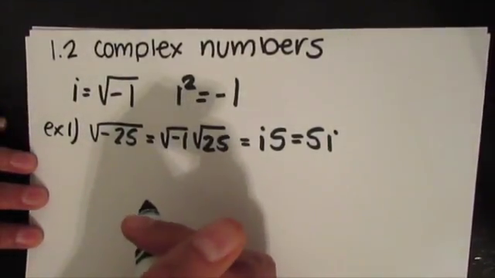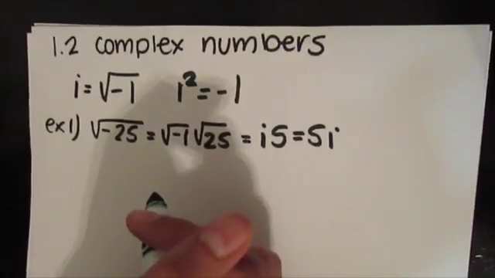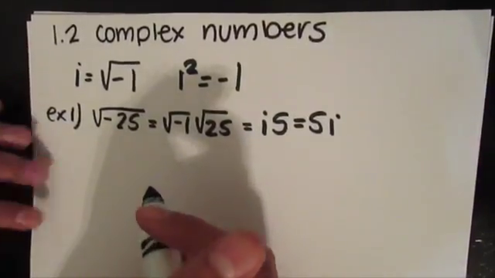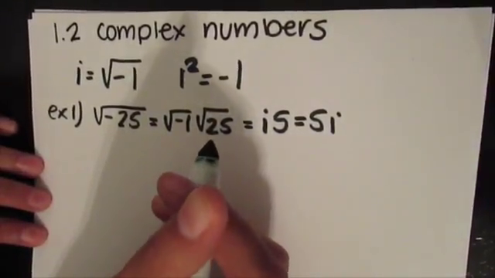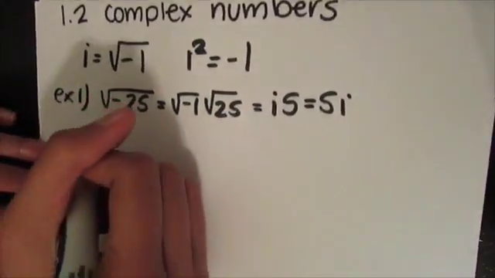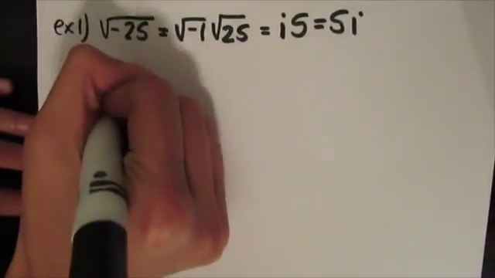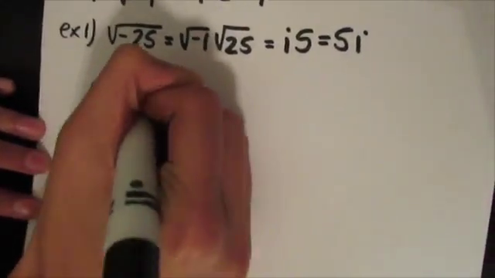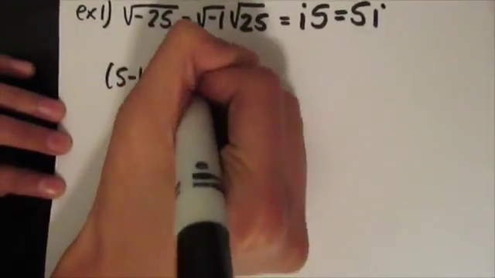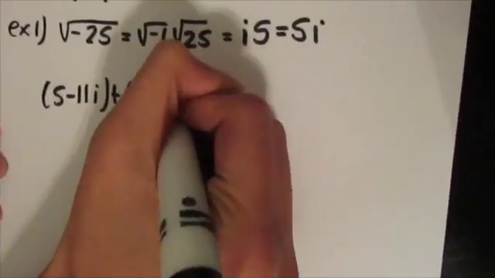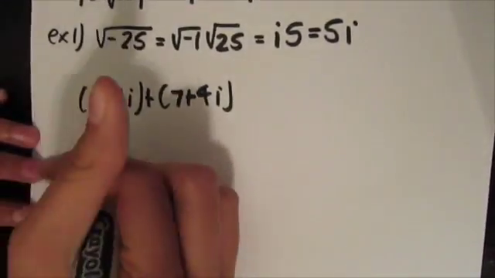Next off, we will be adding and subtracting complex numbers. So if we have 5 minus 11i plus 7 plus 4i, the first step would be to remove the parentheses.